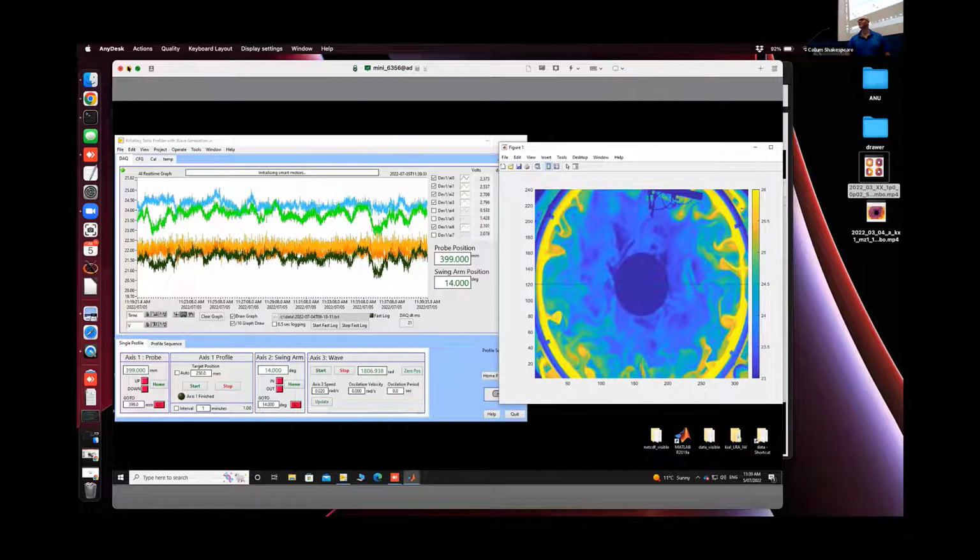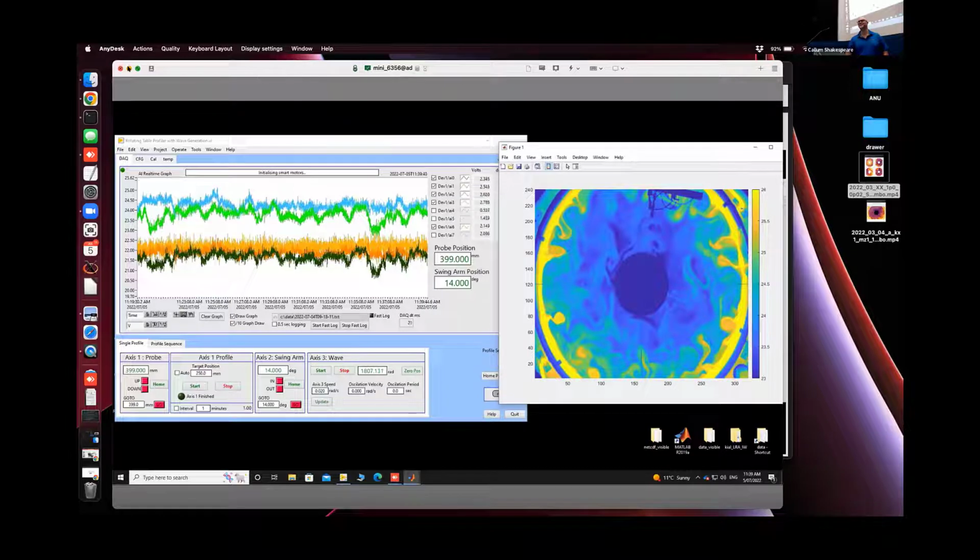Any questions so far? Yeah. Can you oscillate the seam out? Yes, we can. We started doing that, but we need to understand the steady case first.